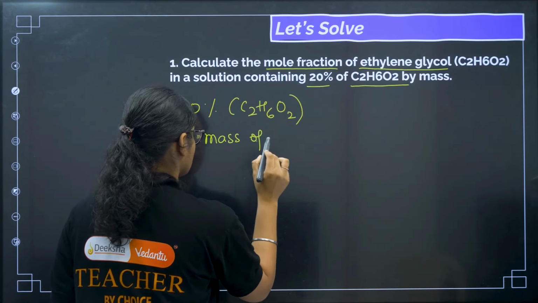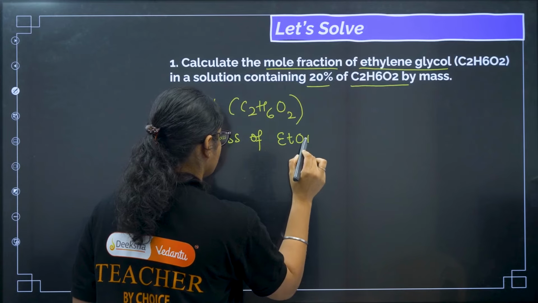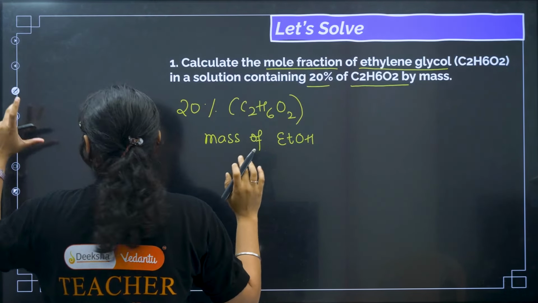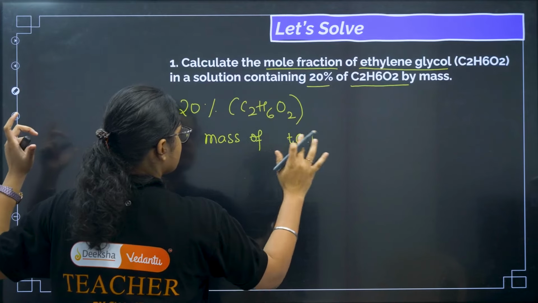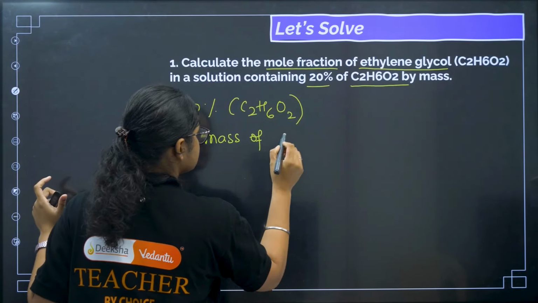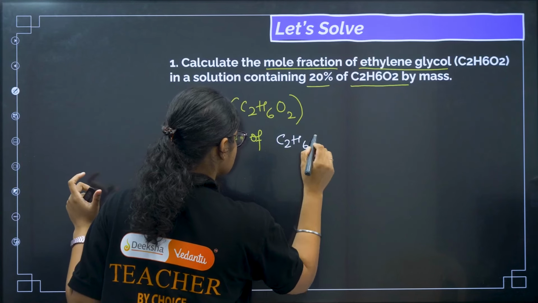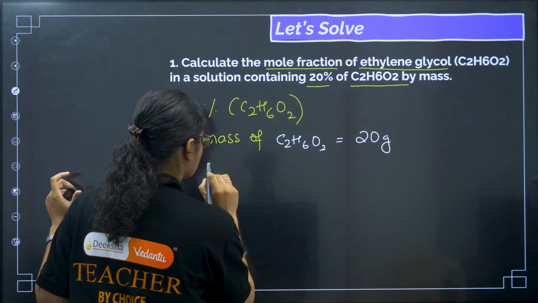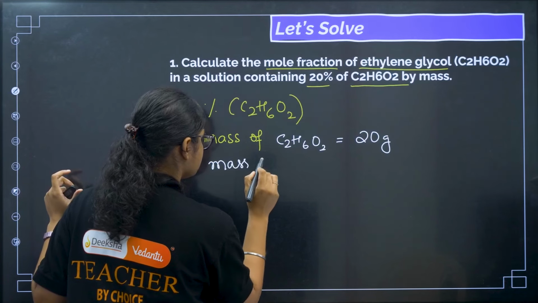Mass of ethylene glycol, sorry, mass of C2H6O2. I hope you can answer this one when I say 20%, right? So if I am saying 20%, mass of C2H6O2 will be 20 gram, right? Then what is the mass of the solution?